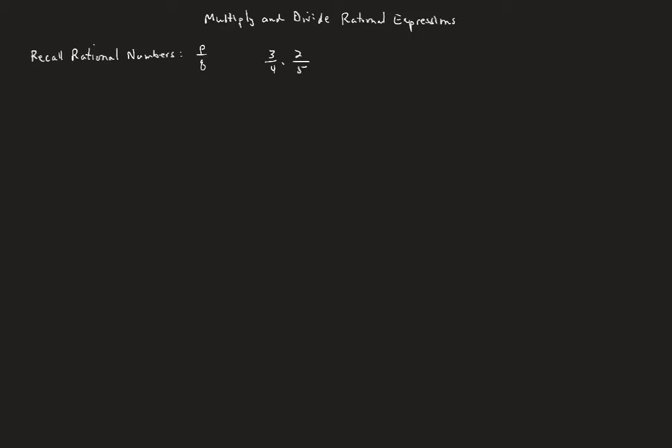simplify first, reduce first. That is, before we multiply, we could say 2 goes into 2 once, 2 goes into 4 twice. Then we could multiply the numerators, 3 times 1, and the denominators, 2 times 5, and there's our answer in simplified form. The same idea holds with rational expressions.